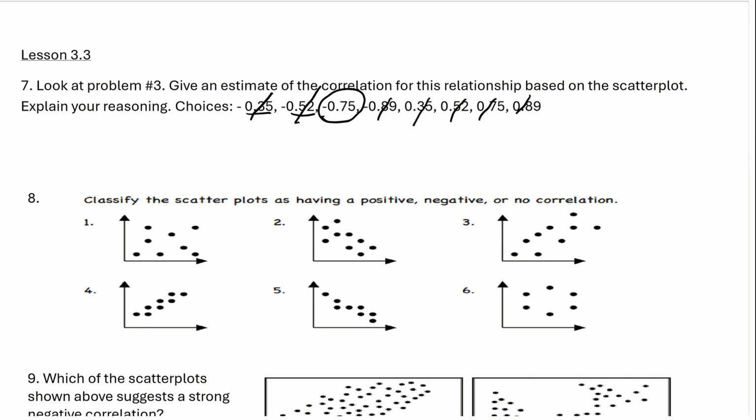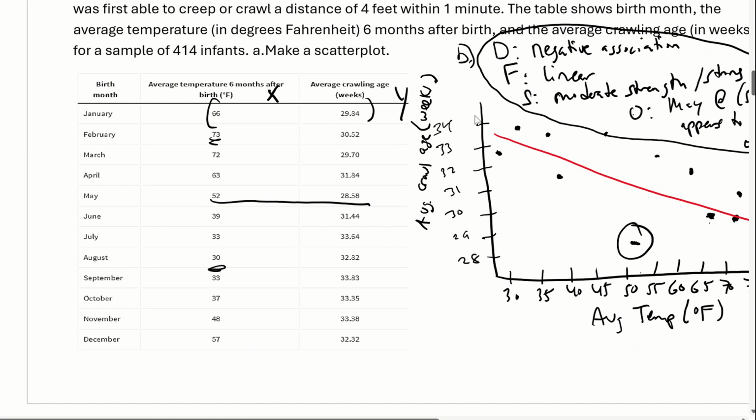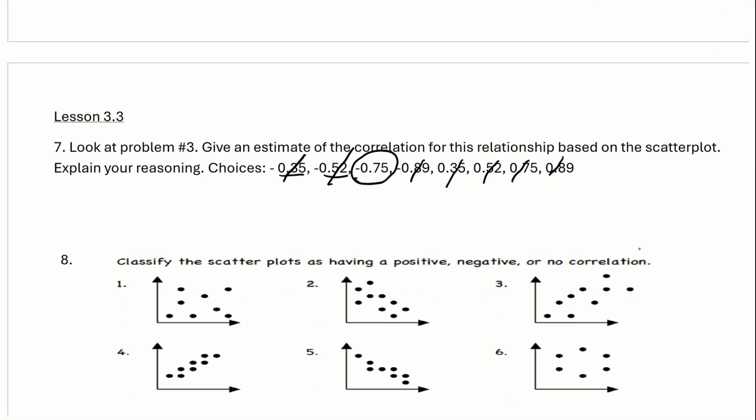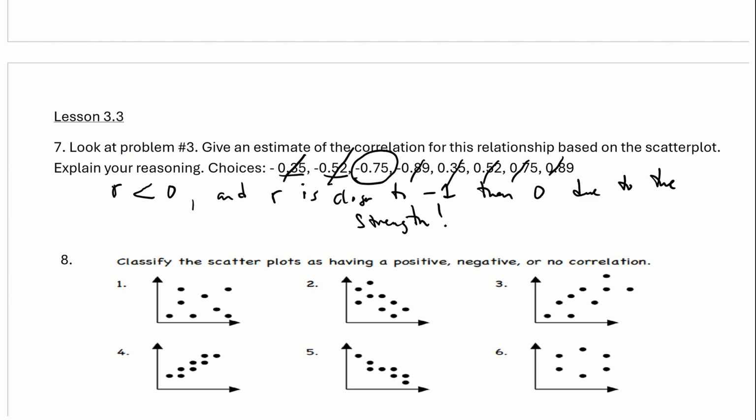And these are positive, so I can ignore those. Remember, the relationship is negative. So I would say negative 0.75 is the closest. The R is negative, right? And R is closer to -1 than 0 due to the strength. It looks pretty strong, so it's going to be closer to -1. So negative 0.75 is closer to -1 than it is to 0.